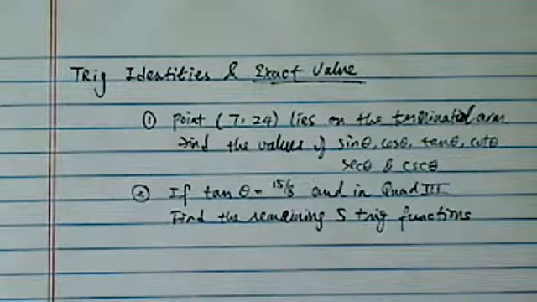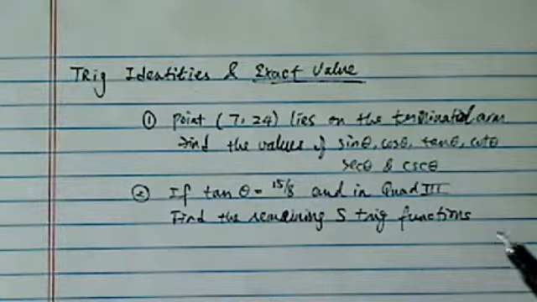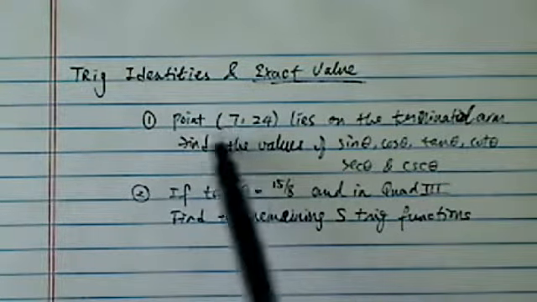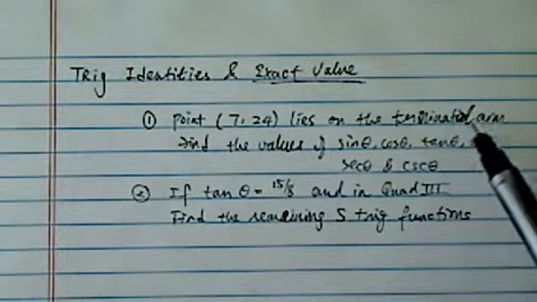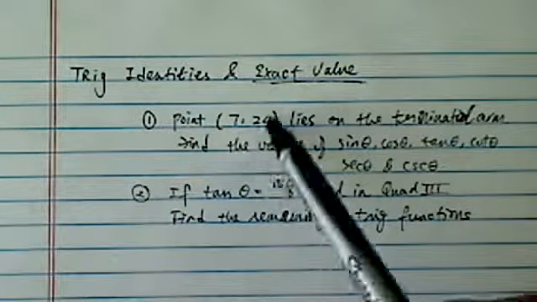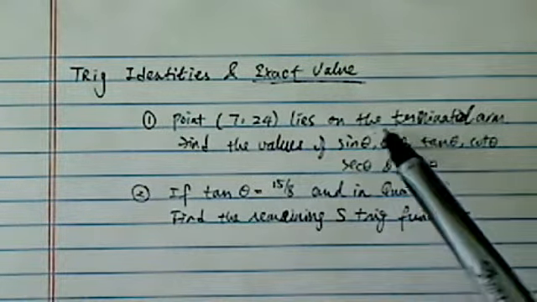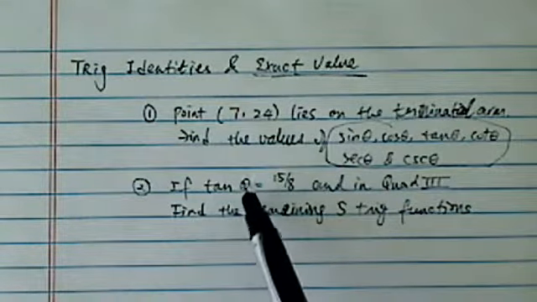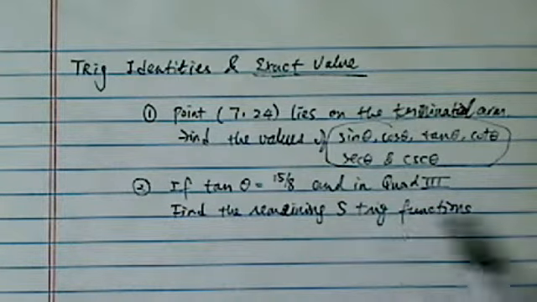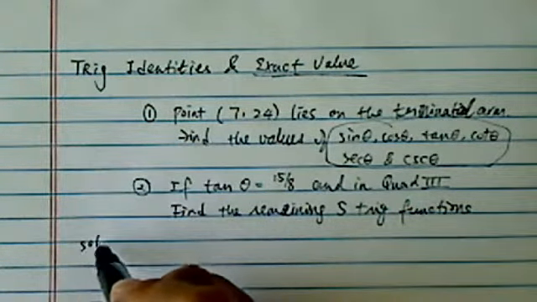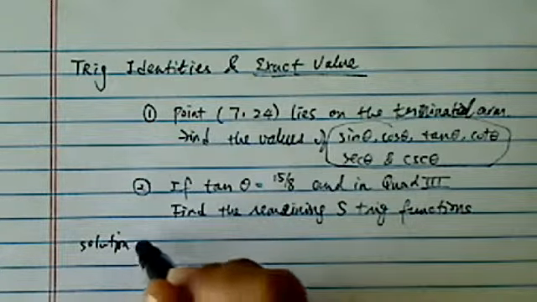I'm getting a lot of questions and requests for videos. So the two questions that we have here: we're given a terminal arm, I always want to call it a termination, but this terminal arm has a point where we're supposed to find the 6 trig values. And the next one, we're given a clue, and we're supposed to find the remaining 5. Well, let's get started. So, solution for number 1.